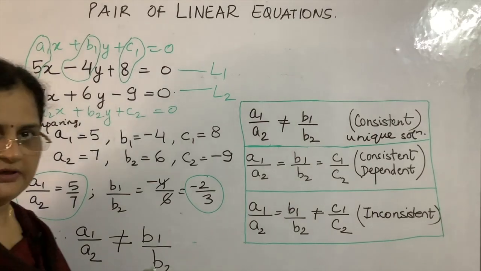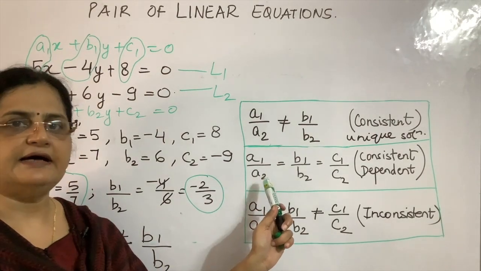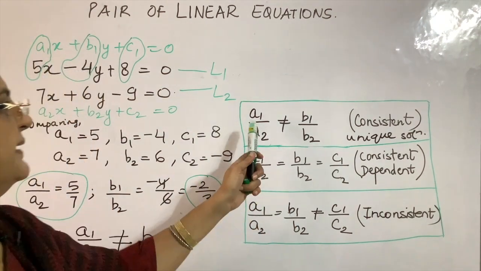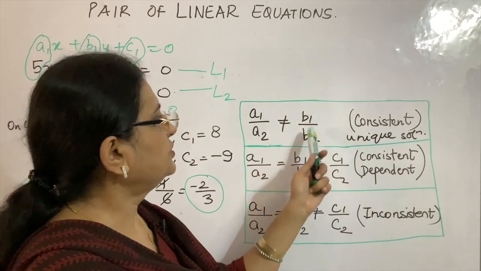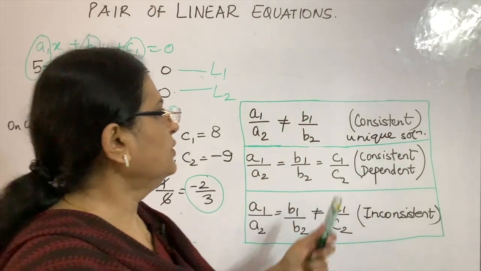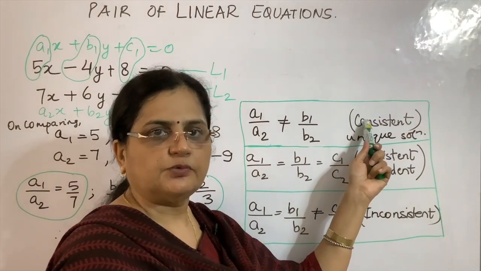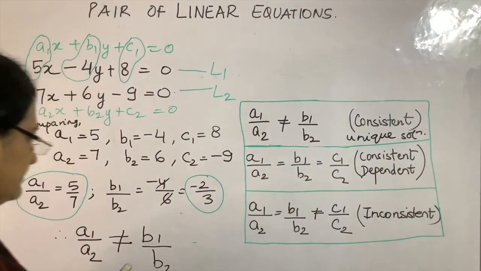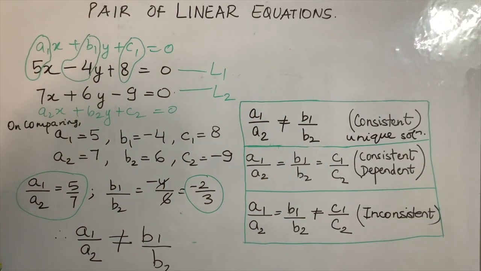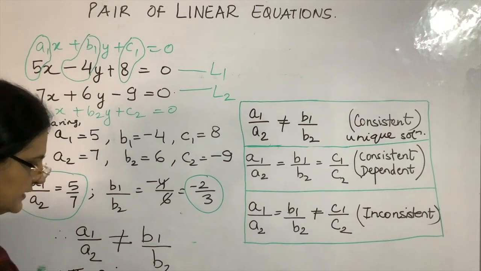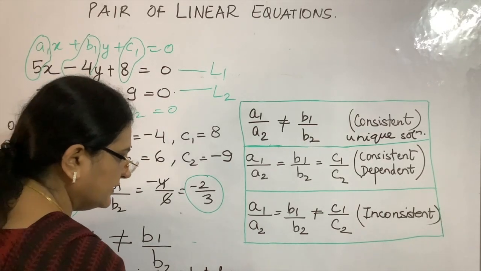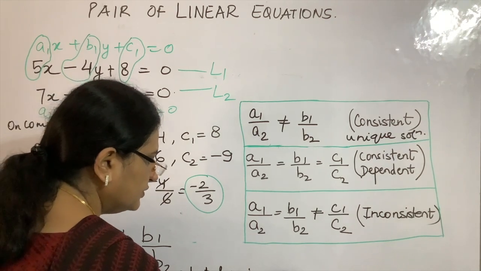Once you have done this calculation, what do you do? You already have this in your brain. So compare. If a1 upon a2 is not equal to b1 upon b2, then the pair of equations is consistent or they have a unique solution. So you will simply write a1 upon a2 is not equal to b1 upon b2. Therefore, the pair is consistent and has a unique solution.